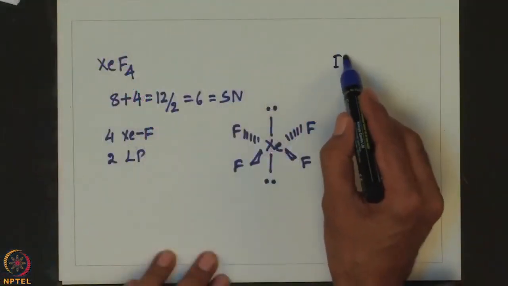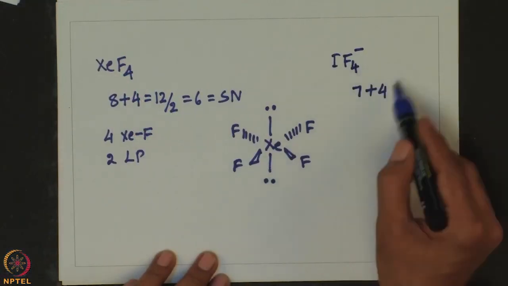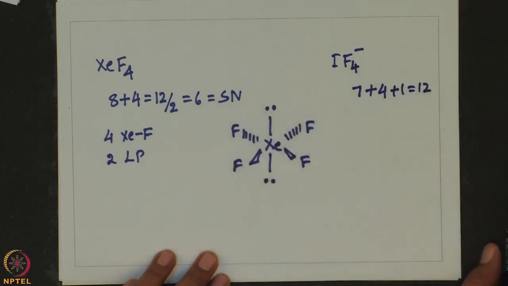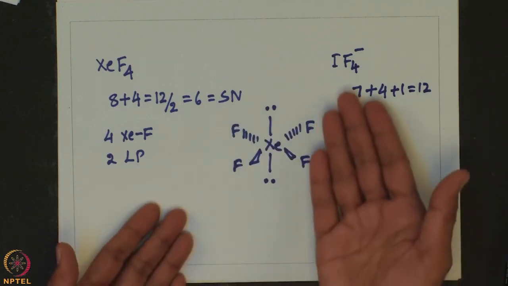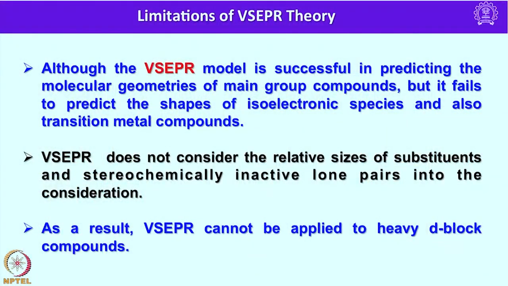Similarly, one can also look into IF4-. In case of IF4-, I is giving 7, plus fluorine atoms are giving 4, and plus 1 electron is there. So 12 electrons are there, but again the steric number is 6. Again the geometry is octahedral, and all the I-F bonds will be in the plane giving a square planar shape. The geometry is still octahedral. I think this is all about valence shell electron pair repulsion theory.